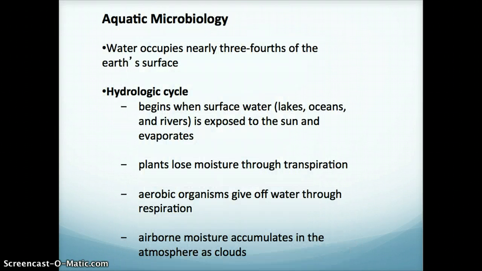And then also I want to talk a little bit about aquatic microbiology too. So when we're sticking to this environmental microbiology, the water on Earth occupies nearly 3/4 of the Earth's surface, so we really need to start out with the hydrologic cycle, and hopefully this is review for most of you. This begins with surface water being exposed to the sun. We get evaporation. Also, plants can lose moisture. Aerobic organisms will give off water when they go through respiration, and then this airborne moisture will accumulate in the atmosphere as clouds.